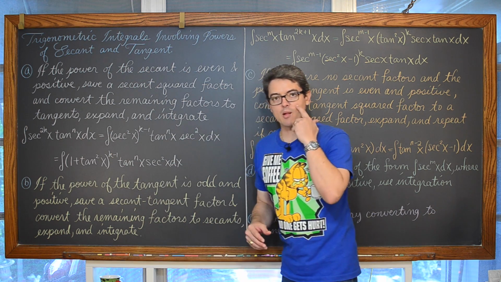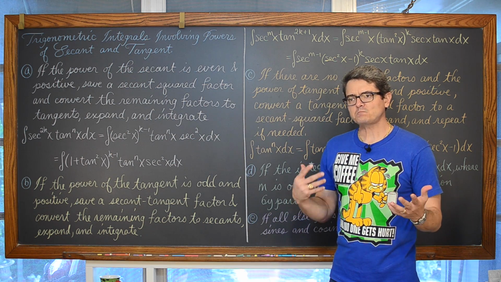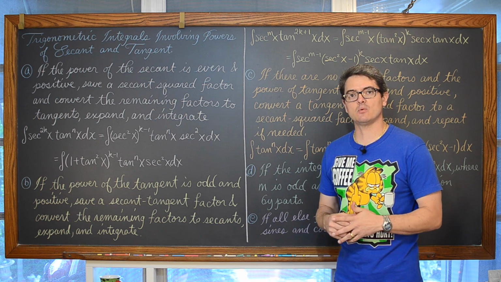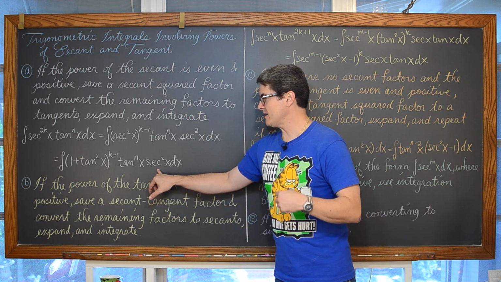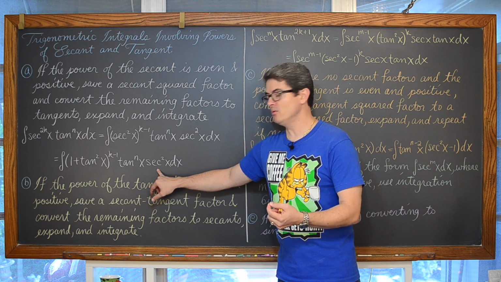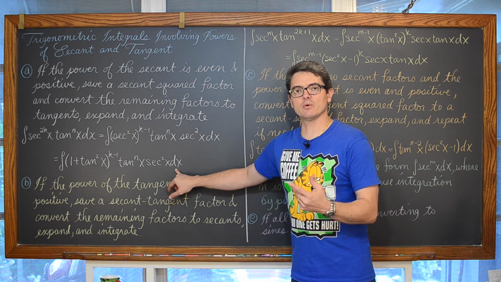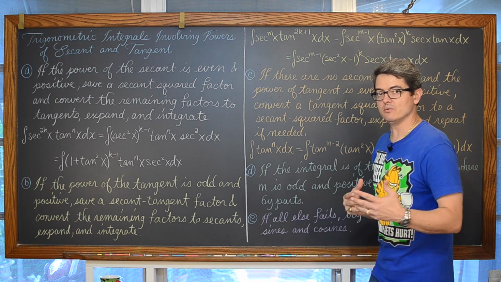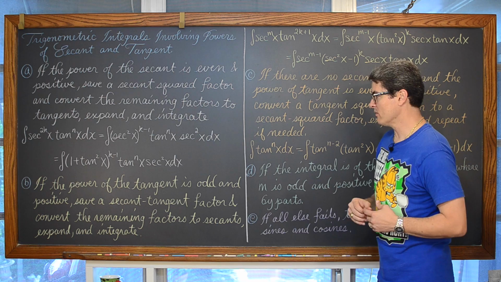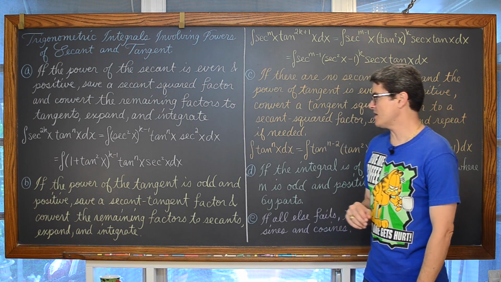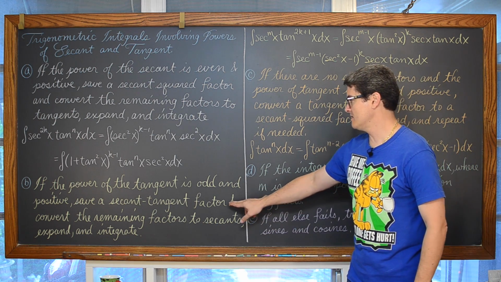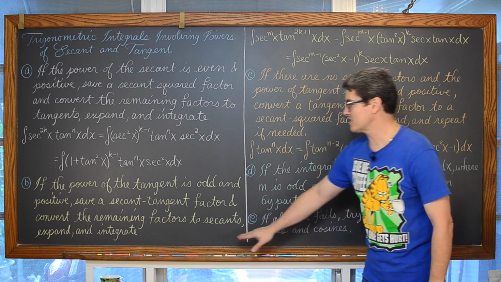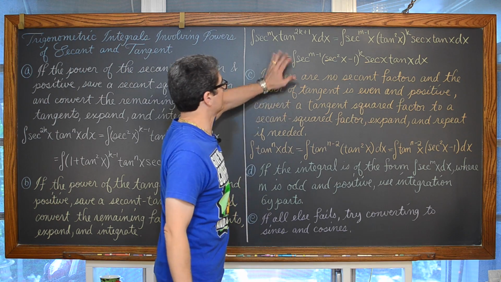It depends on how you write your problem. I'm going to give each of the terms their own integral notation, and what we'll eventually see is we'll have powers of tangent, and then that u prime or that du here, our derivative of tangent, is equal to secant squared of x. And that'll allow us to go through the integral using the power rule. If the power of the tangent is odd and positive, save a secant tangent factor and convert the remaining factors to secants, expand, and integrate. We have that notation over here.